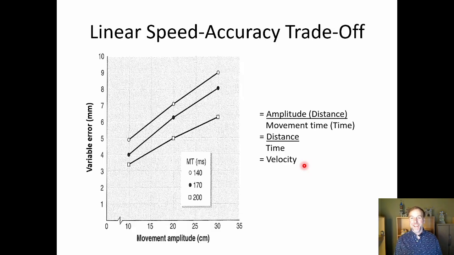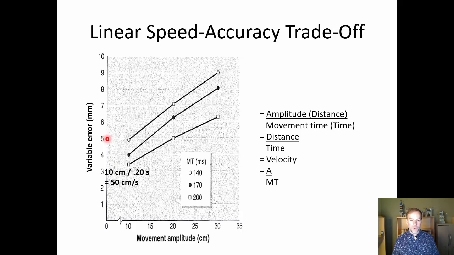Bit of a side note. Okay, instead of plotting movement time in the legend and amplitude on one axis, we're going to calculate these velocities for each condition. On the x-axis we'll have velocity, and on the y-axis we'll still have our variable error.